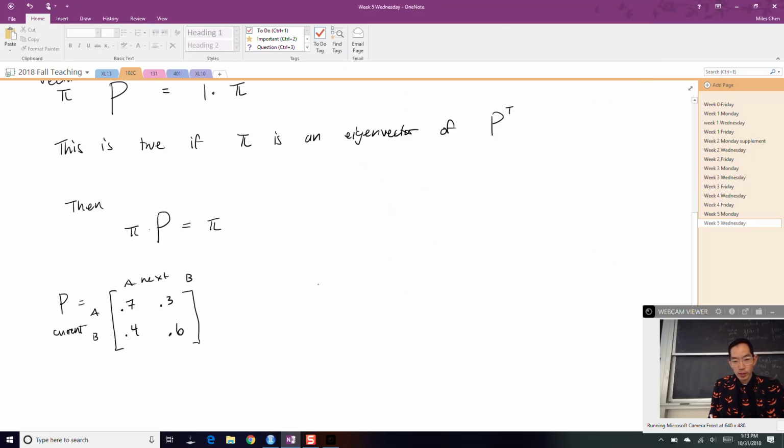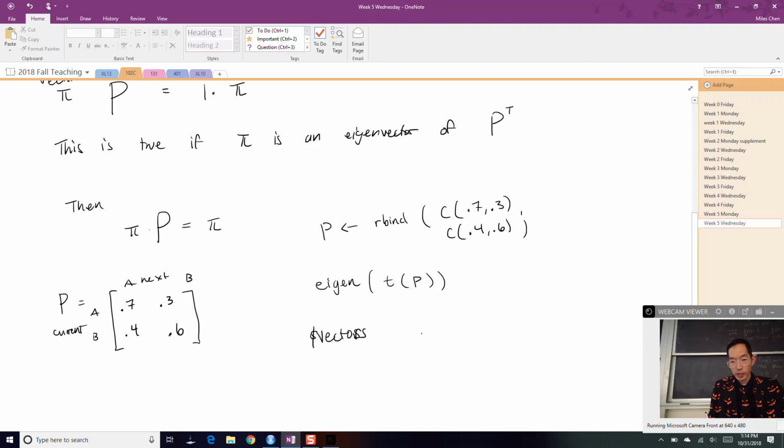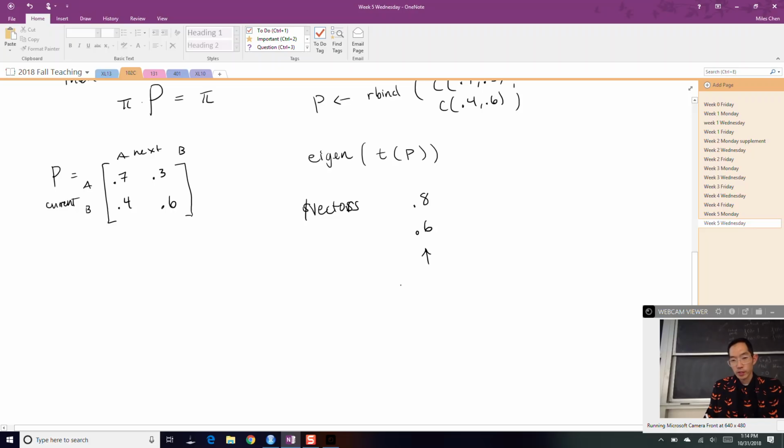So we'll ask for eigen of the transpose of P. And this produces, as far as vectors go, 0.8 and 0.6. The first column is going to be our first eigenvector, okay? So the eigenvectors are in columns. The other one is negative 0.707 and positive 0.707.